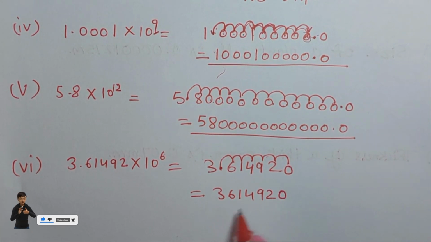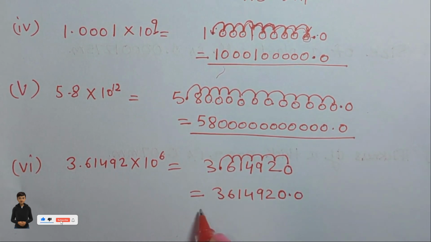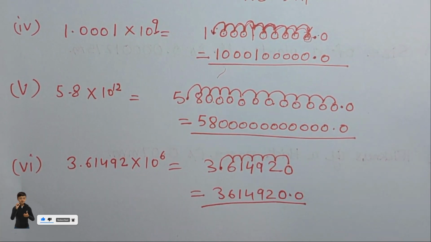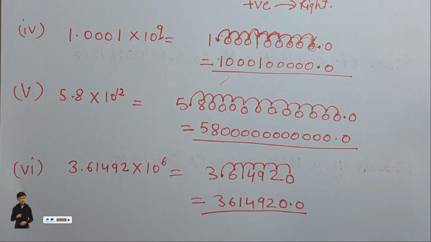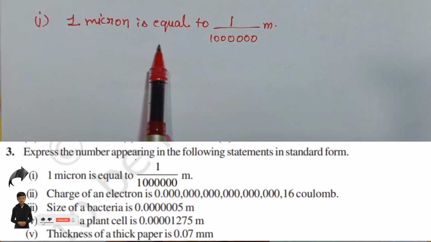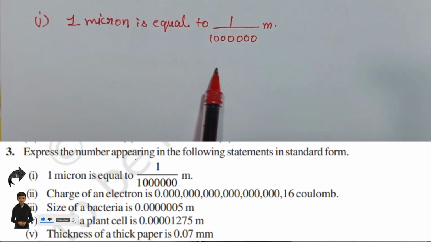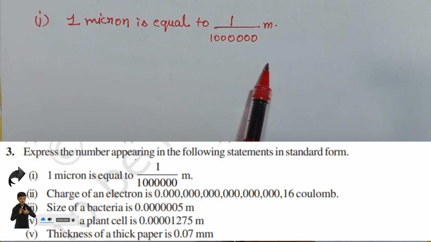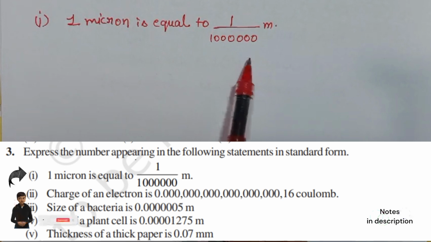You can leave here also and you can put here decimal point and one more 0. Your wish. Okay. So that was our second question of exercise 10.2. 1 micron is equal to 1 upon 10 lakh meter. So we have to convert this number into standard form. How we will convert it?